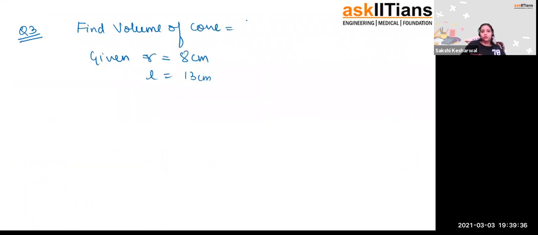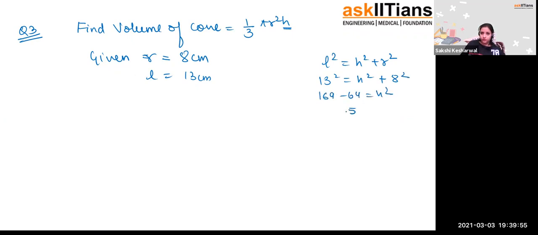So volume of the cone is what, beta? 1 by 3 pi r square h. So you need h; you don't need L. We have one formula: L square is equal to h square plus r square. So 13 square is equal to h square plus r square. So h square is equal to 169 minus 64, which is 105. So h is under root 105.